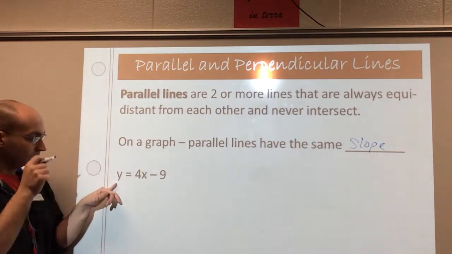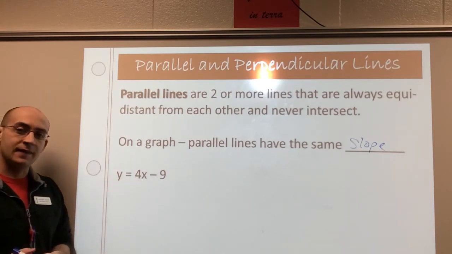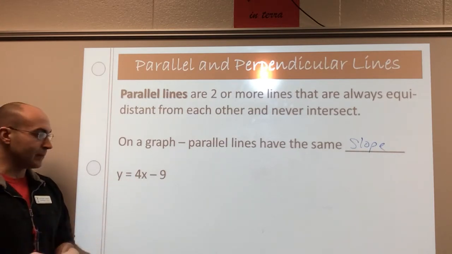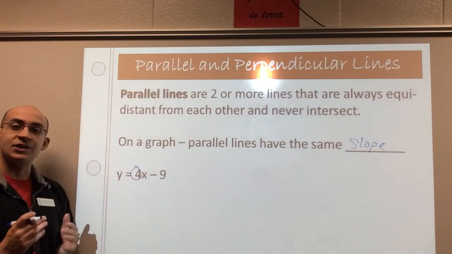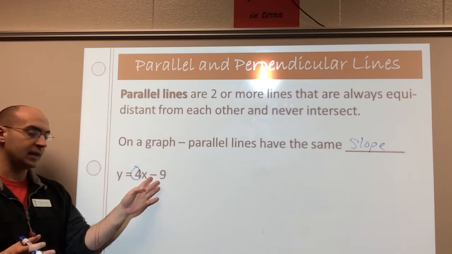So let's try example 1 here. y equals 4x minus 9. I want you to create a line that's parallel to that. Really simple. I know the slope is 4. It just has to have the same slope. It doesn't matter where the line starts on the graph. It can be any number.